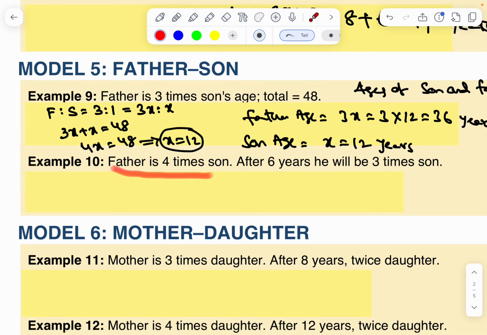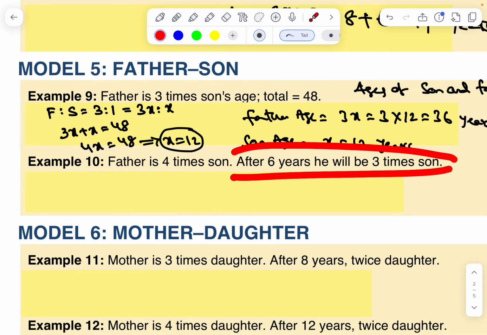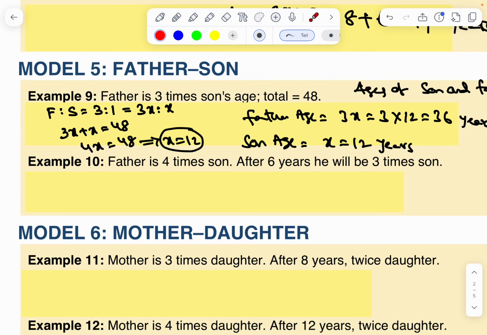Father is 4 times the son. After 6 years, he will be 3 times the son. What are the ages of the father and son? First of all, father and son, the ratio is 4:1.